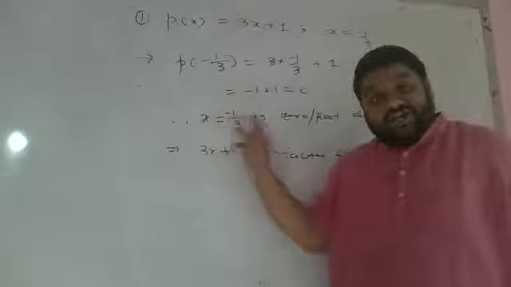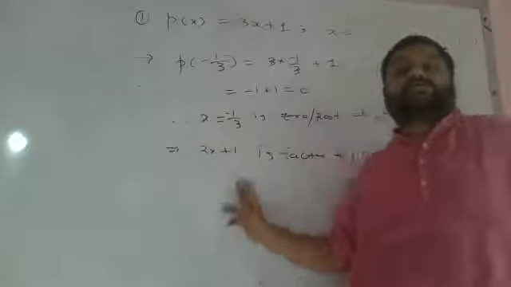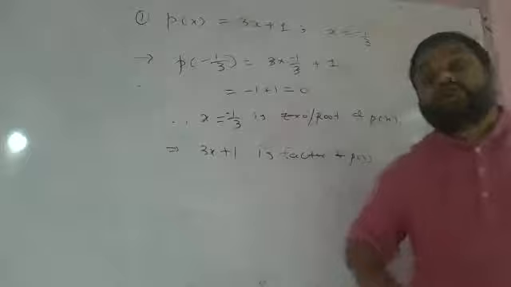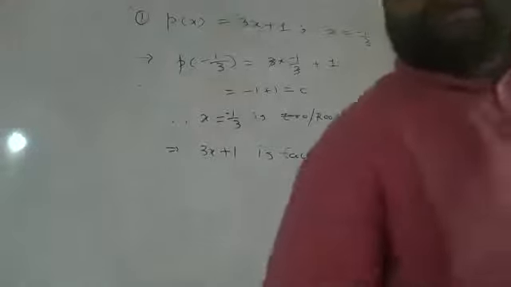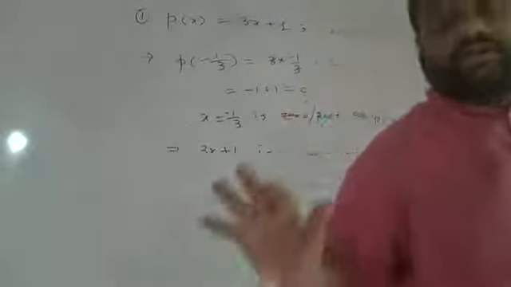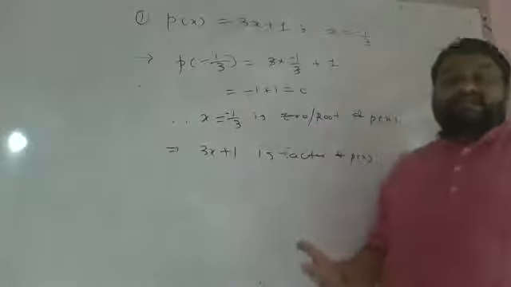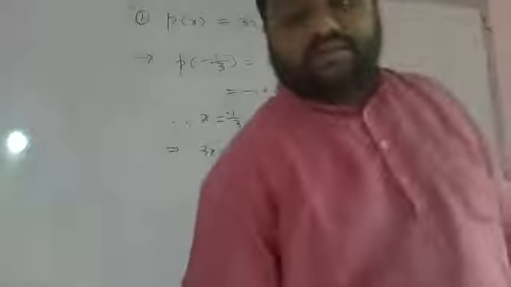So 3 into x, 3x, and minus 1 goes to that side: 3x plus 1 is a factor. But the zero is x equal to minus 1 by 3. Understood? We will use these terms in the next concepts of polynomials. That's why I am asking you.